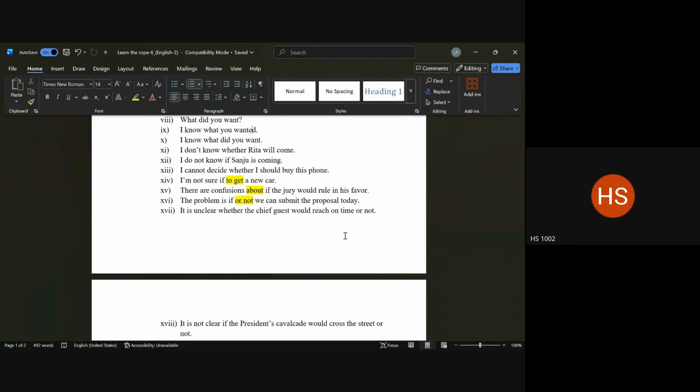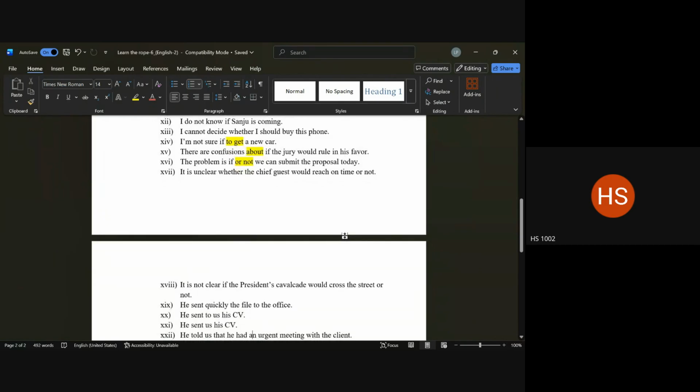No. See, if you're keeping that in the middle as a connector between the subordinate clause and the rest of the sentence, then your choice is whether. If you're pushing it towards the end, then it doesn't matter. You can either say if or whether. That is the point. So compare sentences 16, 17, and 18 and understand why. You can look at all three together. The problem is whether or not we can submit the proposal today, not if or not. It is unclear whether the chief guest would reach on time or not. It is not clear if the president's cavalcade would cross the street or not.